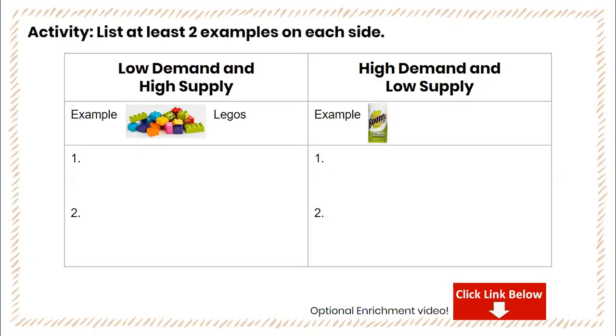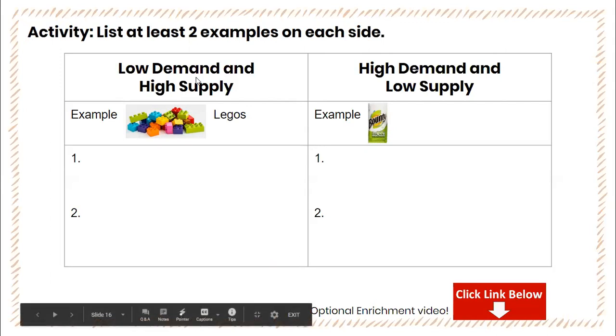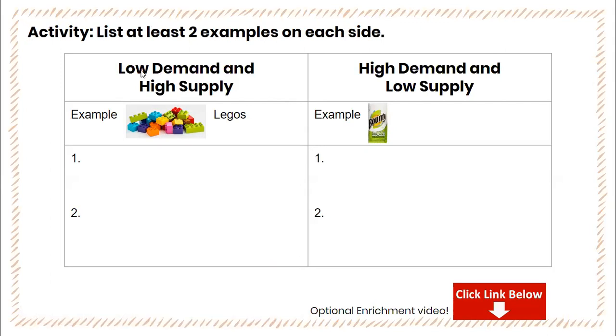List at least 2 examples on each side. So you can divide your paper in half or fold it in half. On one side, write low demand and high supply. On the other side, write high demand and low supply. Put at least 2 examples of each.